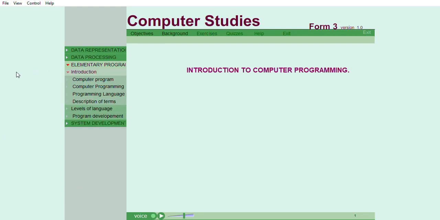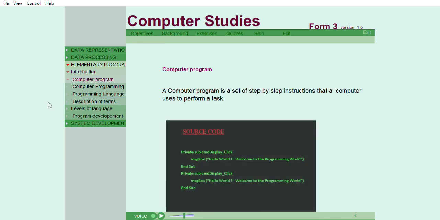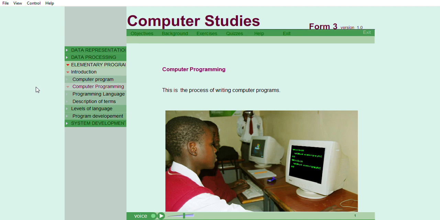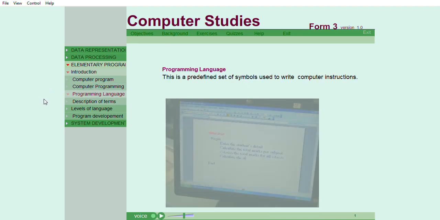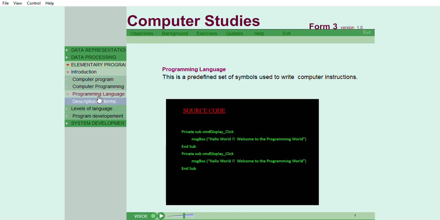Introduction to computer programming. Computer program. It is a set of step-by-step instructions that a computer uses to perform a task. Computer programming. It is the process of writing computer programs. Programming language. This is a predefined set of symbols used to write computer instructions.